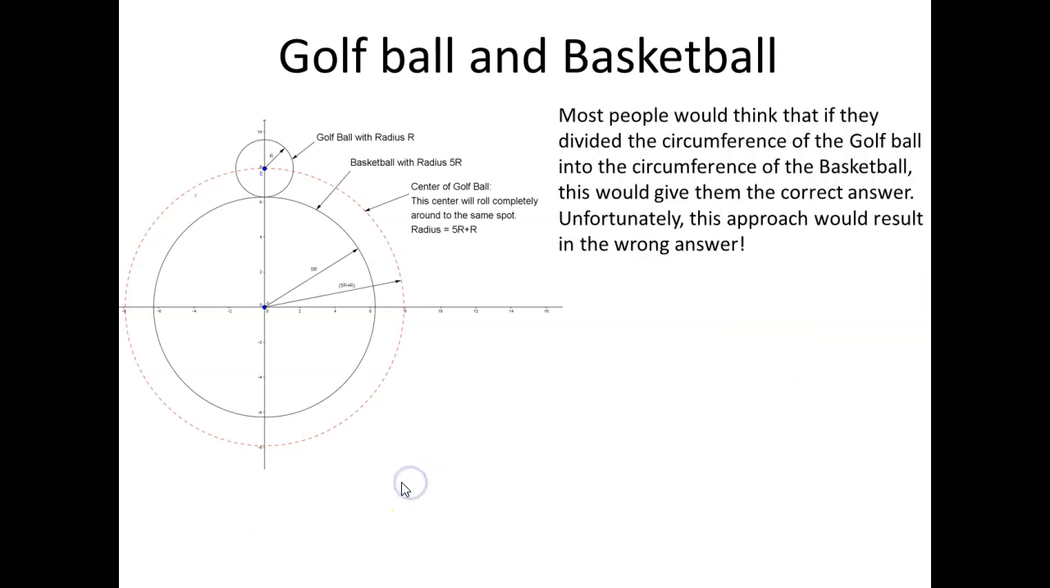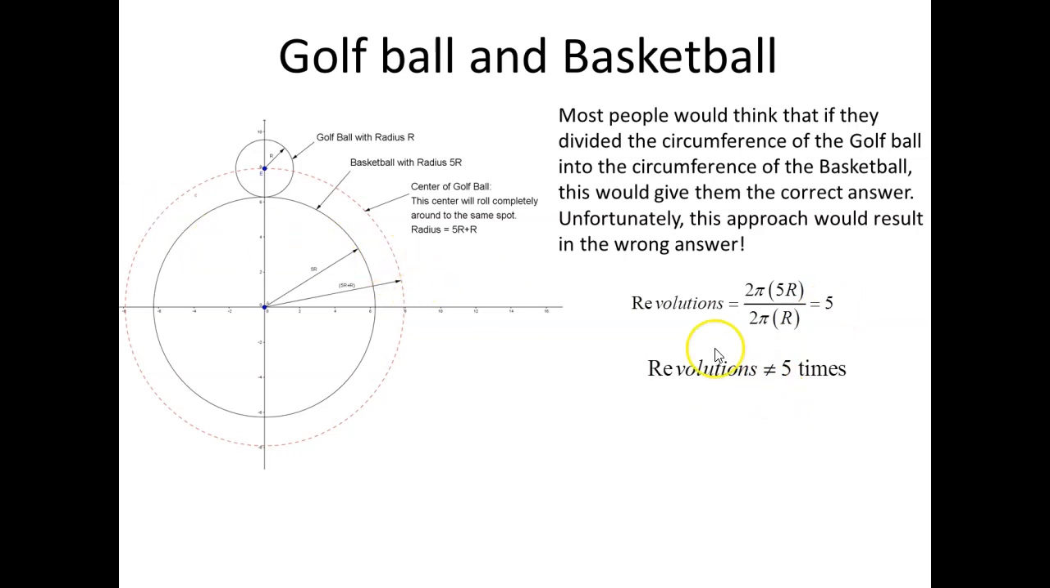Okay, let's continue. Most people would think that if they divided the circumference of the golf ball into the circumference of the basketball, this would give them the correct answer. Unfortunately, this approach would result in the wrong answer. Revolutions would be 2 pi times 5r, which is the circumference of the basketball, divided by 2 pi times r, which is the circumference of the golf ball. If you divide those into each other, the r's cancel and the pi's cancel. 2 times 5 is 10, and 2 goes into 10 5 times. So the revolutions is equal to 5 times.